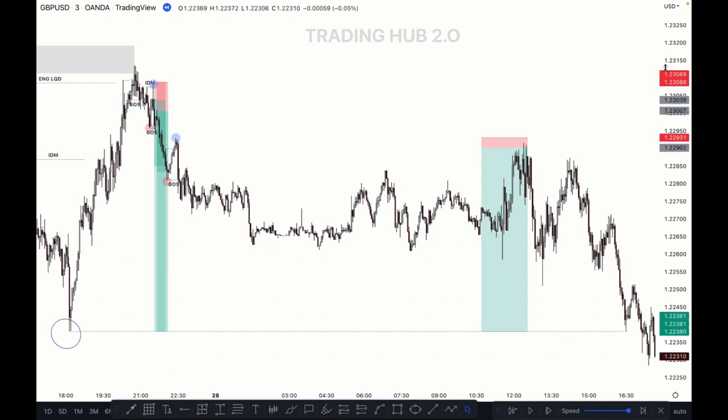So this is entry type 1, how entry types actually work and how you can apply them in your trading style. Okay, so this is entry type 1, and I will show you how entry type 2 and entry type 3 actually work, and how you can trade without mitigation. Now let's switch to entry type 2.